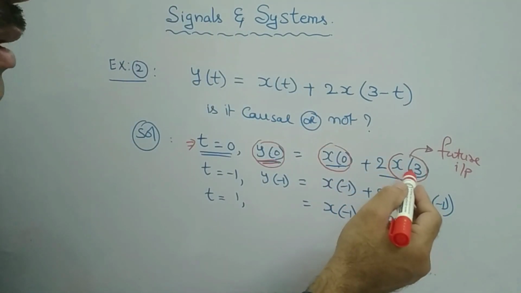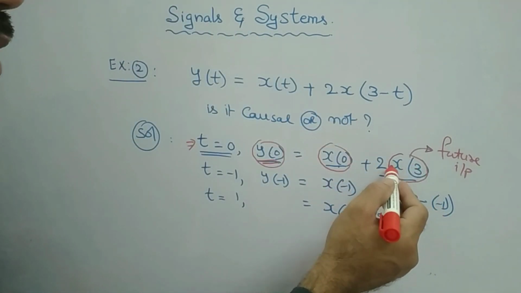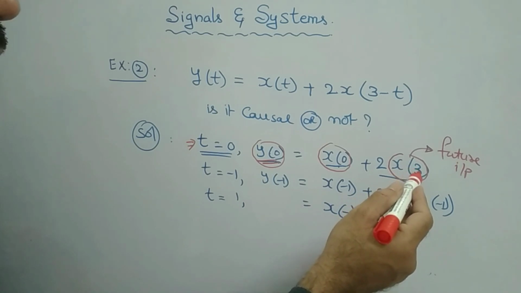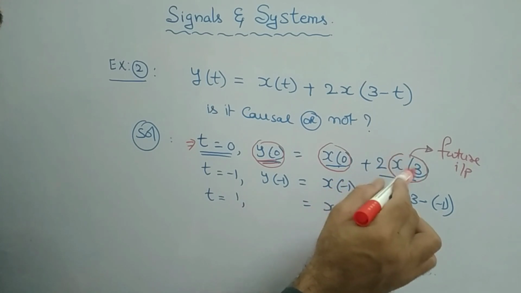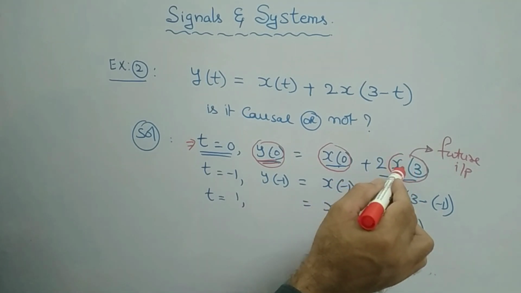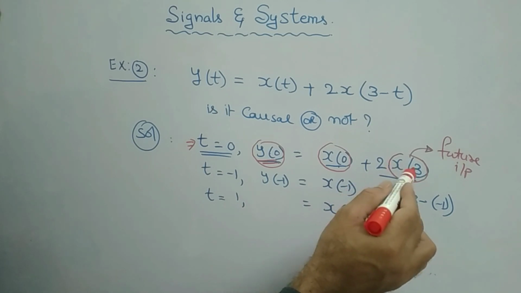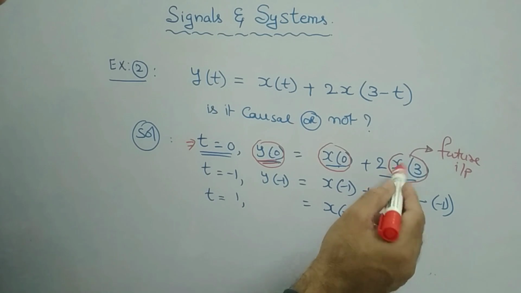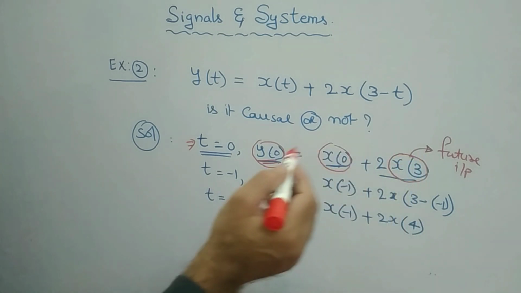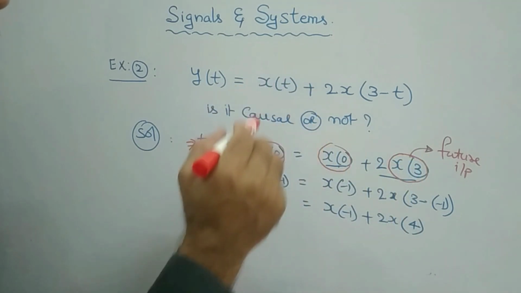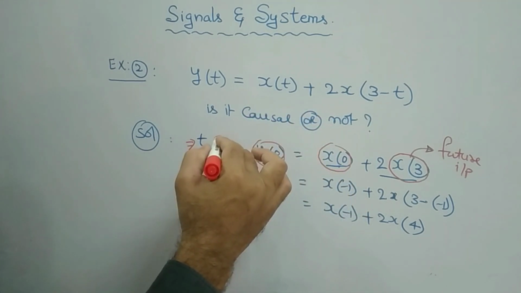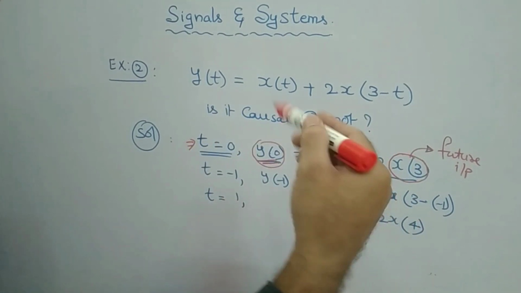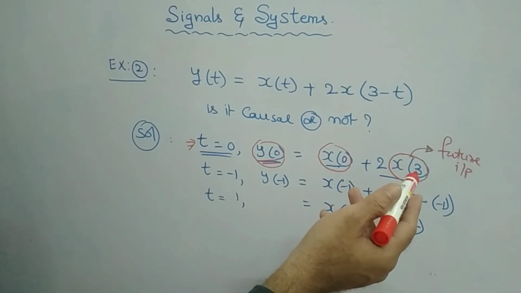If it were past, then it must have the form x of minus 1, x of minus 2, x of minus 3. Right? X of 0 is the present input value. But here it is having x of 3, which means plus 3 actually, a future input. So what is the causality condition? The output must depend on the present input and past inputs only. Whereas this x of 3 is a future input. Therefore, future input, right? Okay.